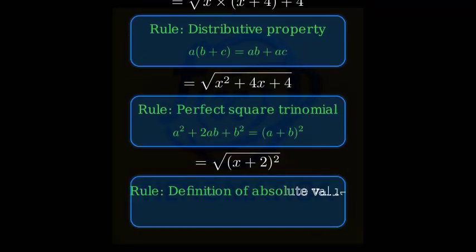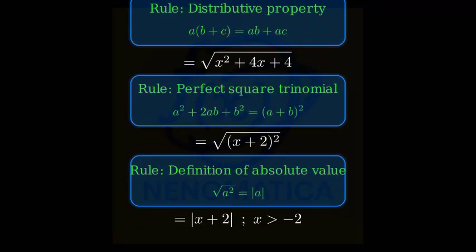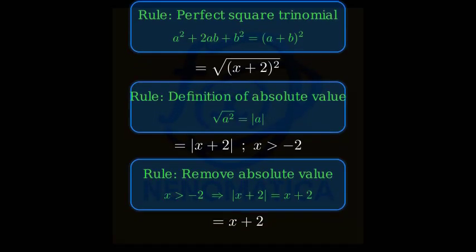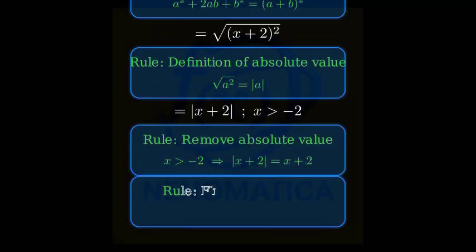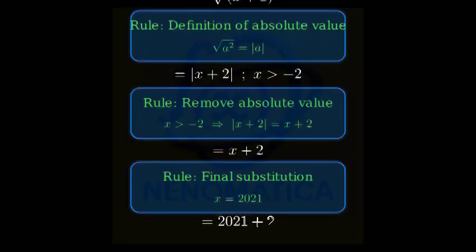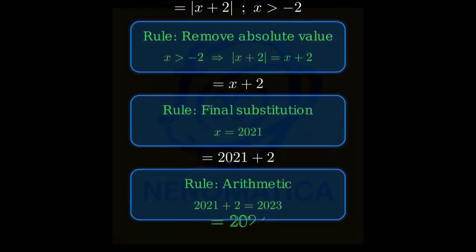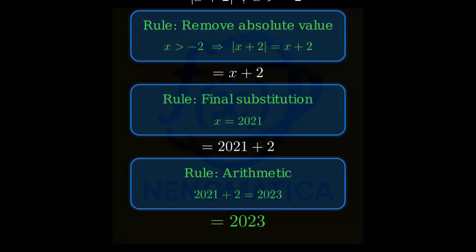Step 5. The square root of a square equals the absolute value. We keep the condition that x is bigger than negative 2. Step 6. Since x is 2021, the condition x greater than negative 2 is true, so the absolute value drops and becomes x plus 2. Step 7. Substitute x equals 2021. Step 8. Add to obtain the final result, 2023.